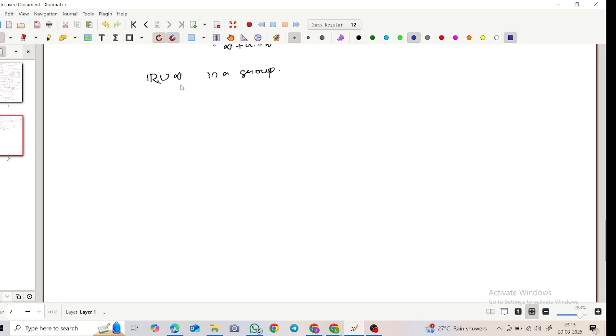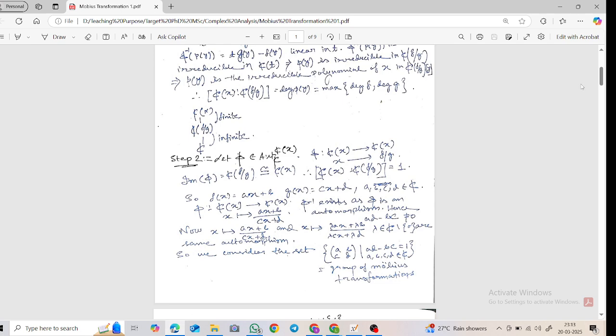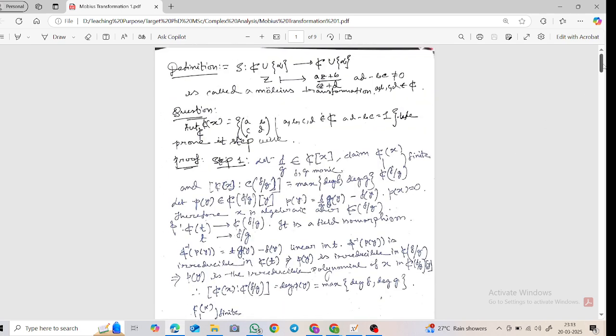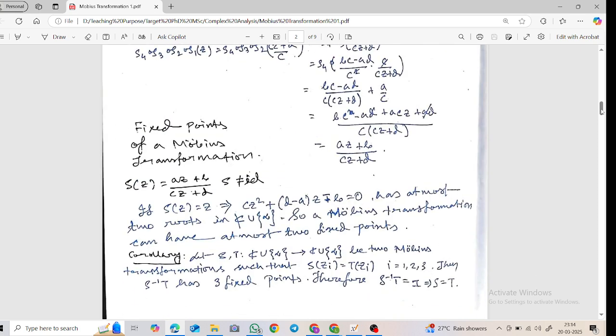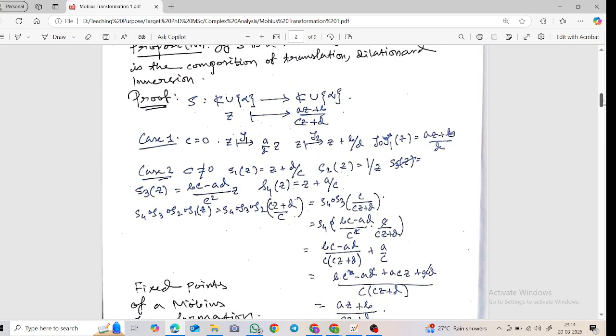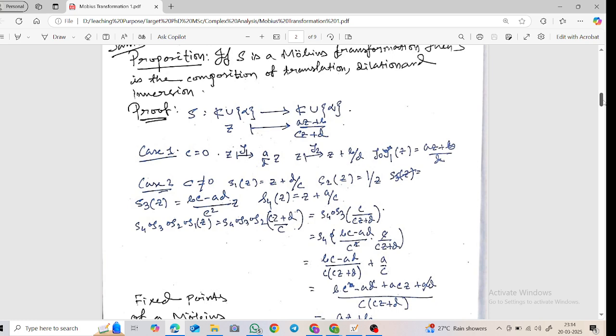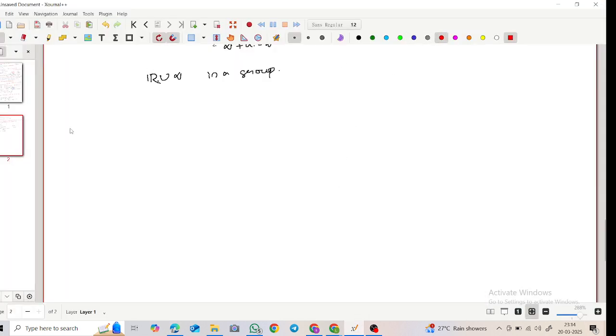Okay, so R union infinity is a group. What was I talking about? Cross ratios and Mobius transformation. Yeah. See these things. Okay. So first definition.